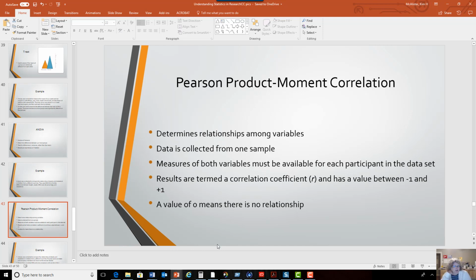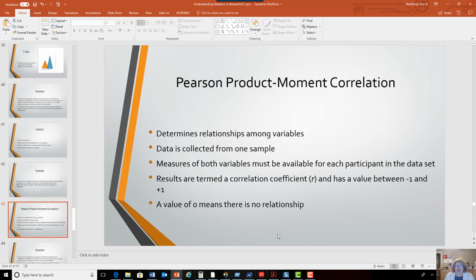They used ANOVA to find the difference between height, weight, BMI, and so on. The Pearson product moment correlation looks at relationships between variables, and data is collected from one sample. Data on both variables must be available for each participant in the data set. So if you have conducted your study and you're missing data from one of the participants, then they would not be able to be included, because you've got to have both variables available.